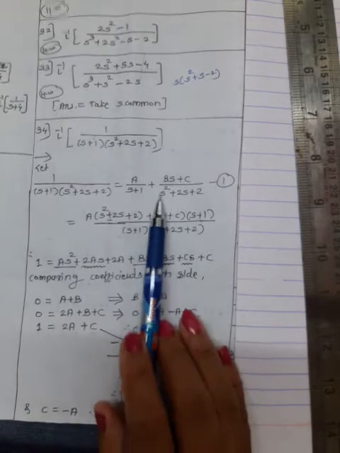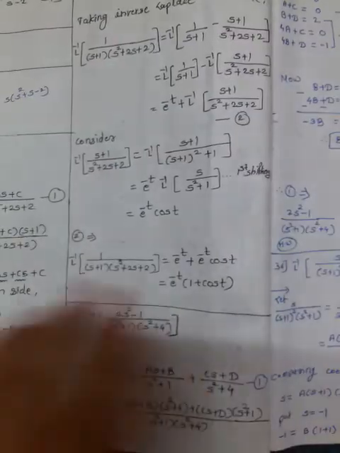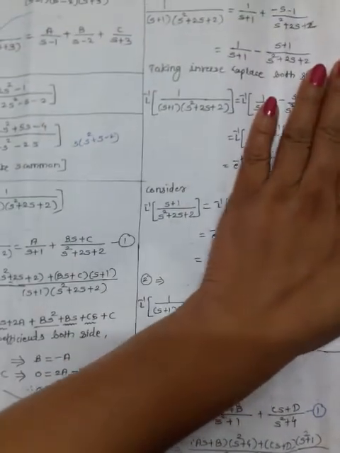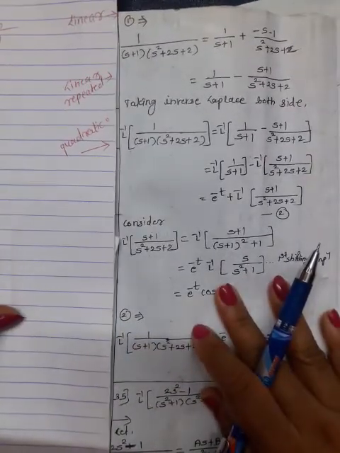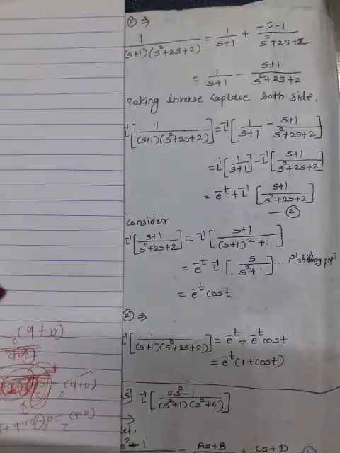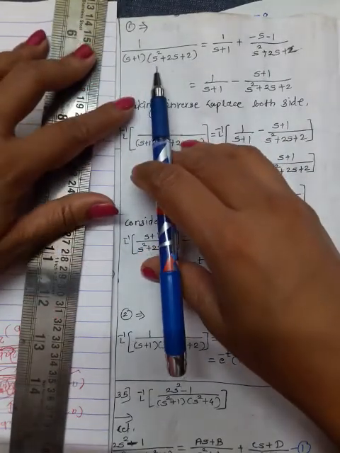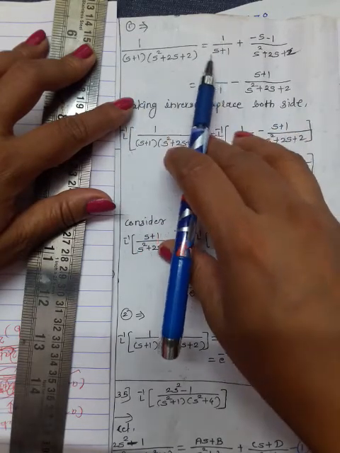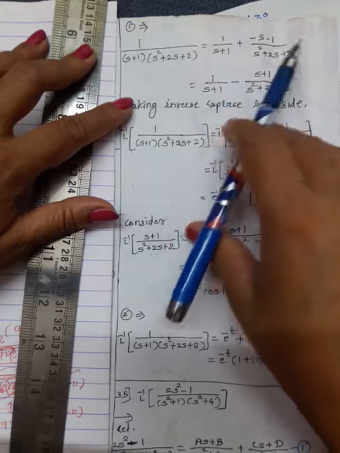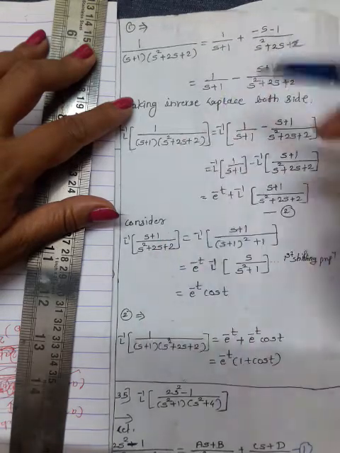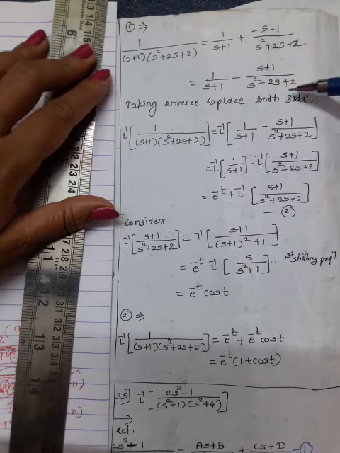Now put all these values in the above equation. What do we get? Putting all these values in our original equation, we get 1 upon s plus a value, which is 1 upon s plus 1, then b s plus c, where b value is minus 1 and c value is minus 1, so minus s plus minus 1 upon the second quadratic factor. Now simplify this. Taking the minus in the middle, we get 1 upon s plus 1 minus s plus 1 upon s square plus 2s plus 2. This is our partial fraction method.